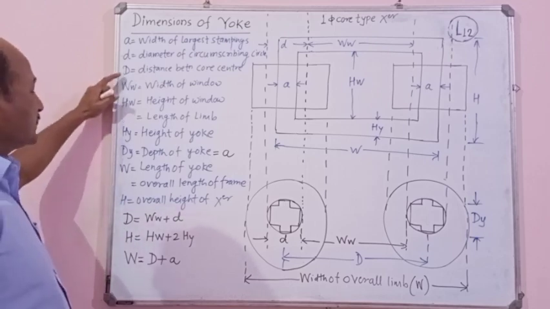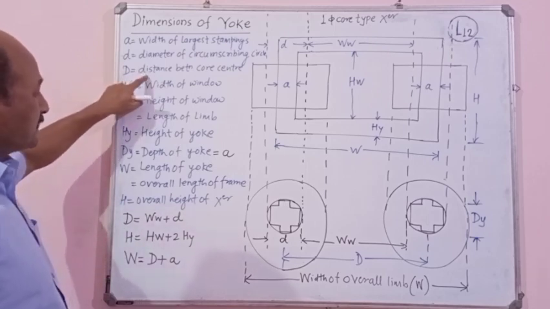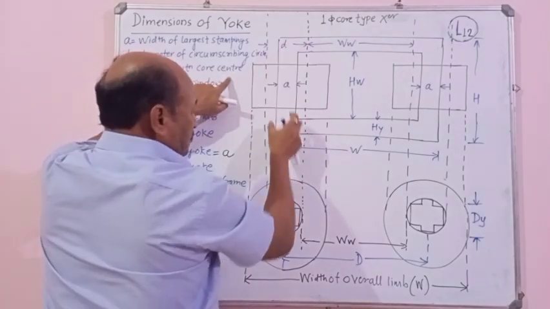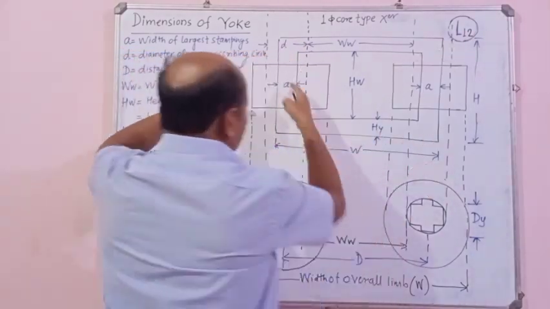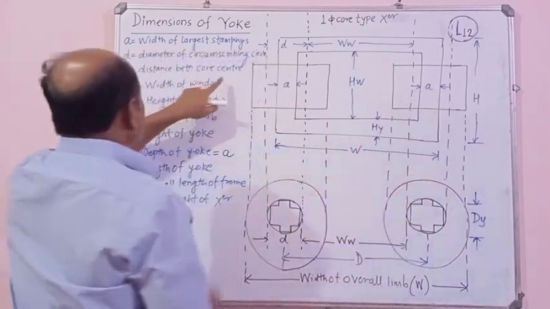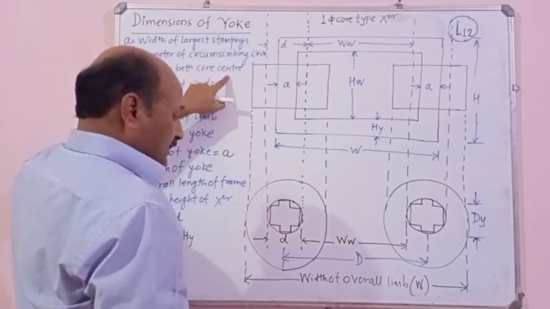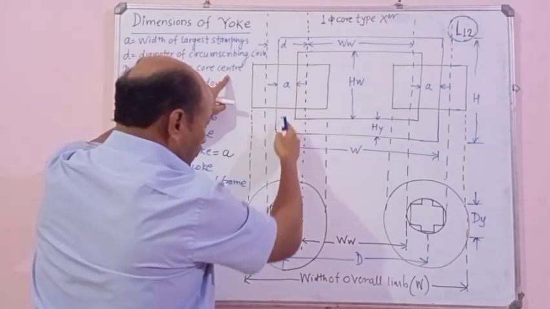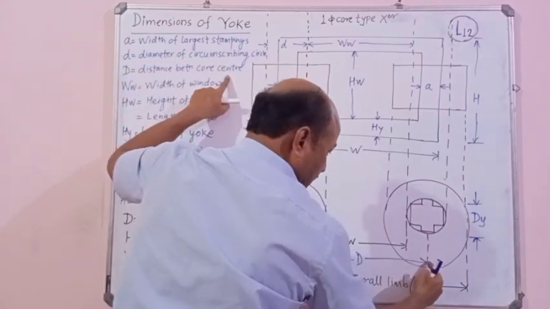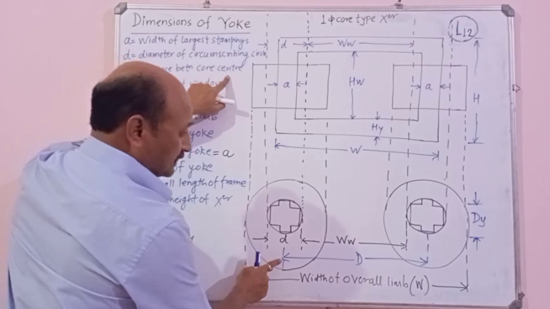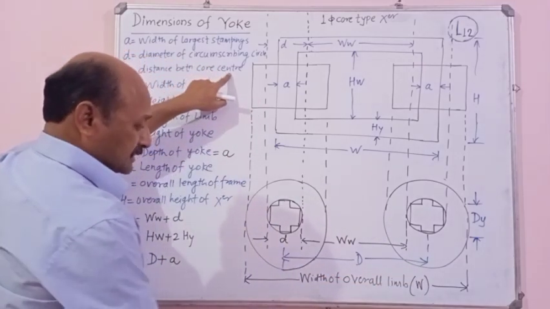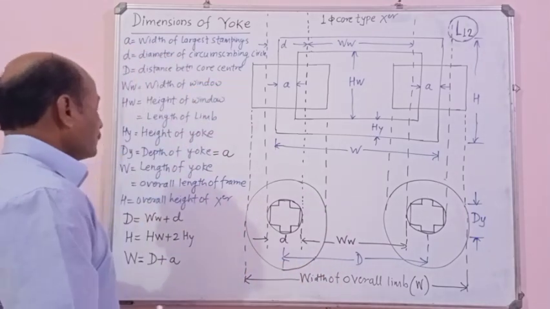Then the next abbreviation is capital D. Capital D is the distance between the core centers. This one is the first core and this one is the second core. The distance from center to center, the distance between the two cores, is called capital D. Here is the center of the first core, and here is the center of the second core. That distance between the core centers is called capital D.